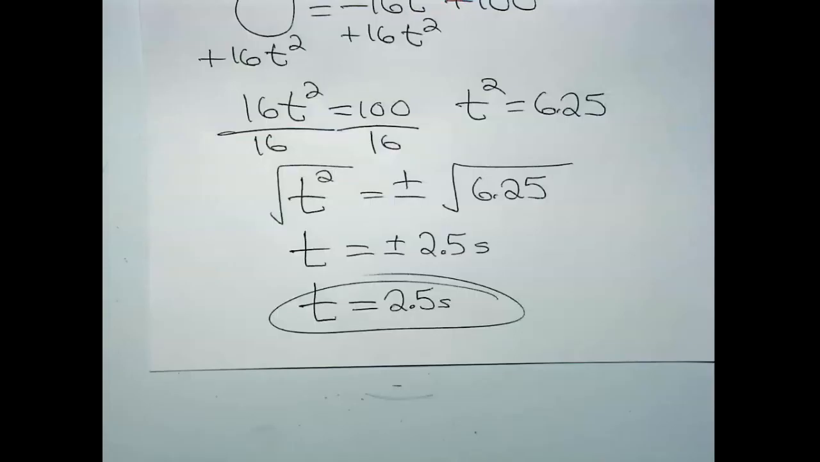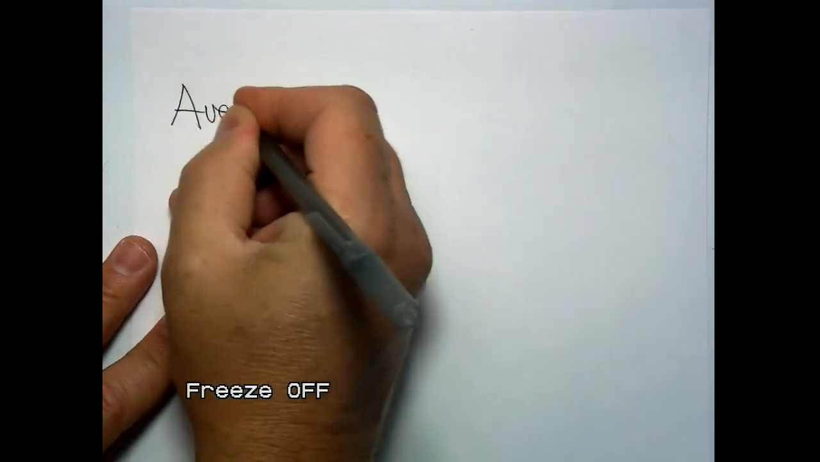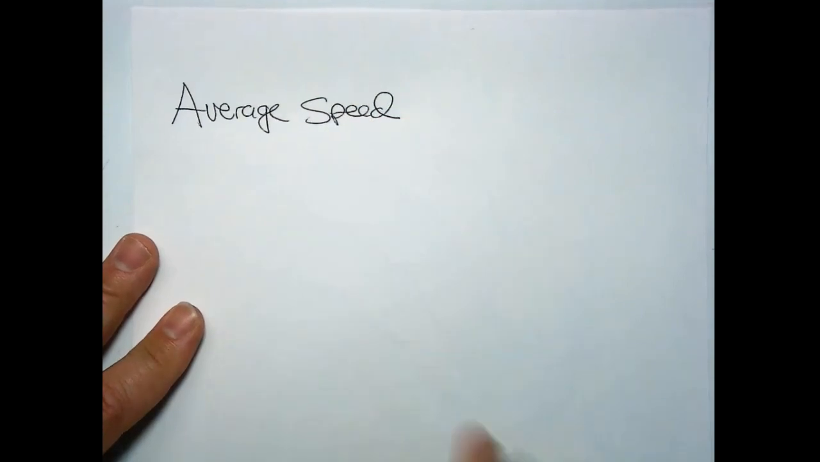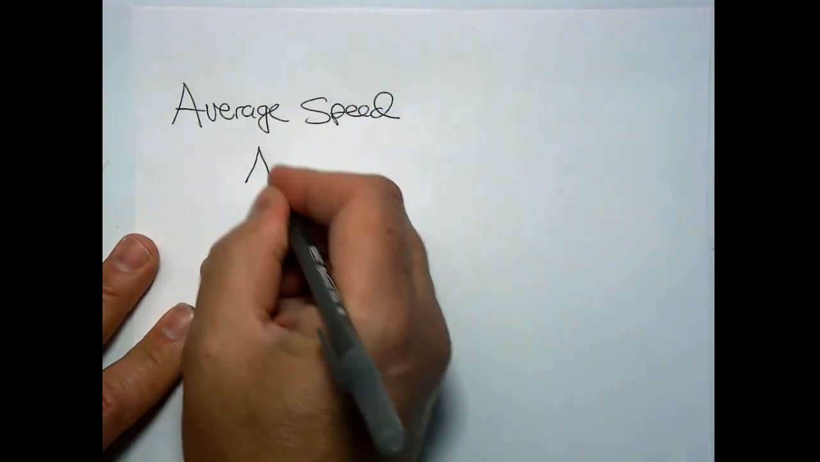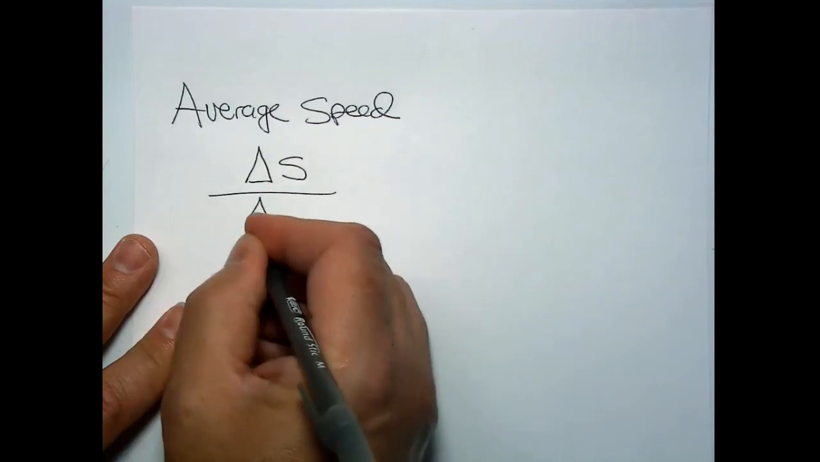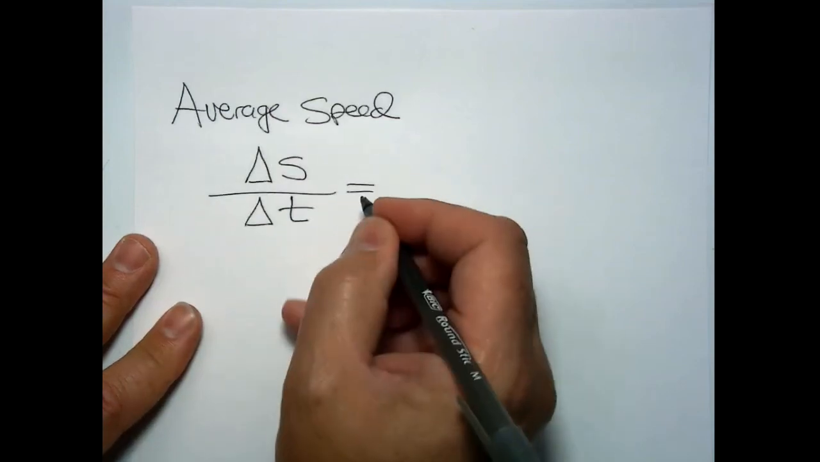Now, the next thing that I'm going to do is say, okay, so now you know how far it travels, 100 feet down. Now you know how long it takes, 2.5 seconds. Let's calculate the average speed. Well, the average speed is the change in position divided by the change in time.